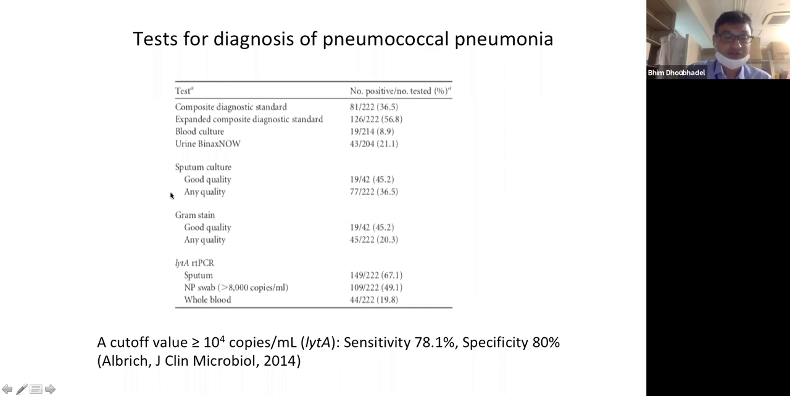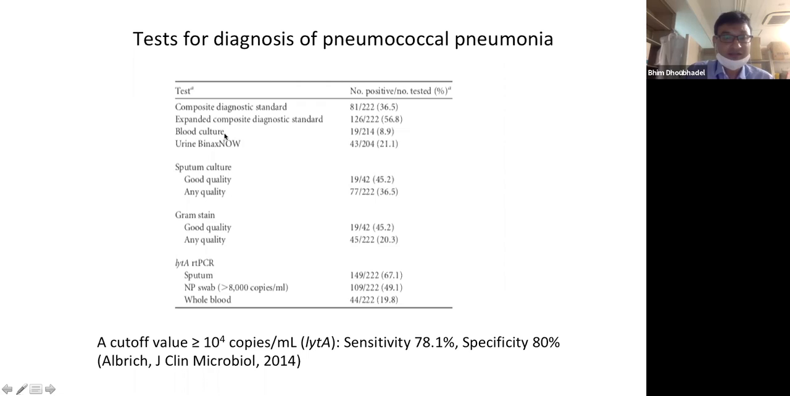with the sputum as well as blood culture and urine antigen. In this example, with 222 community-acquired pneumonia cases, the proportion of detection of pneumococcus by blood culture was 8.9%, the urinary test by NOW was 21%, good quality sputum 45%, and by Lyt PCR it was 67%.